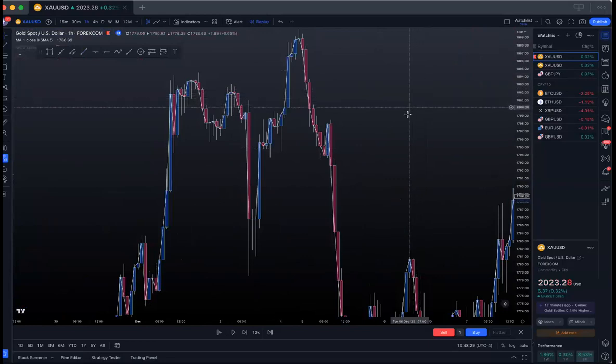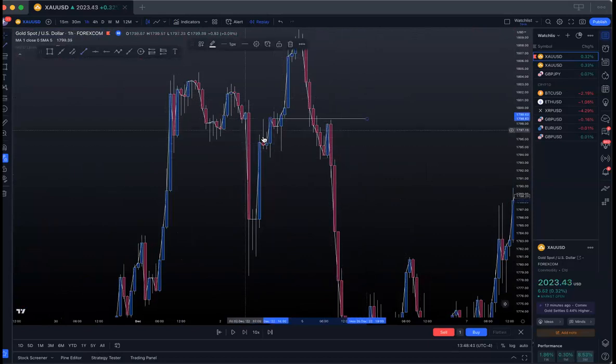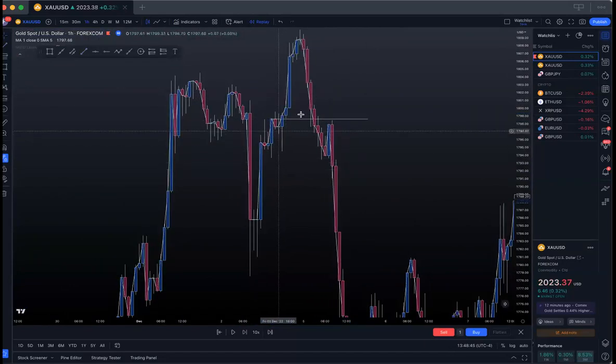This one, maybe. Yes, here. I would consider this just a reaction at this head and shoulders. Right, okay, here. Yeah. Oh, look at that head and shoulders.